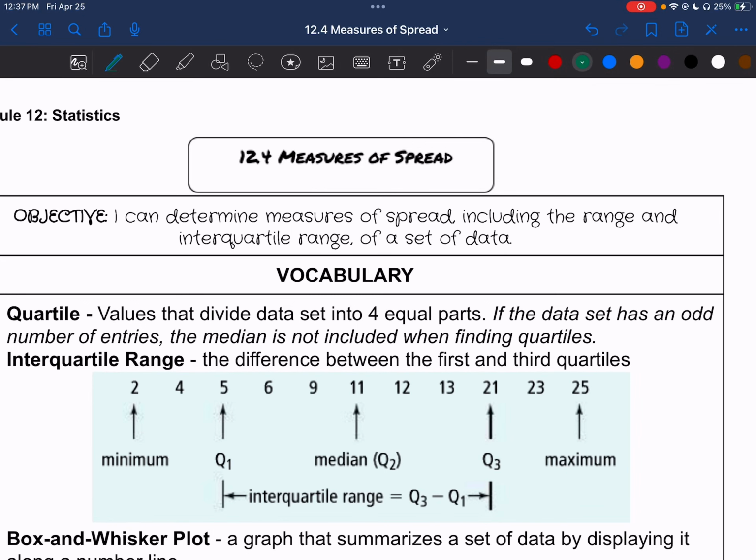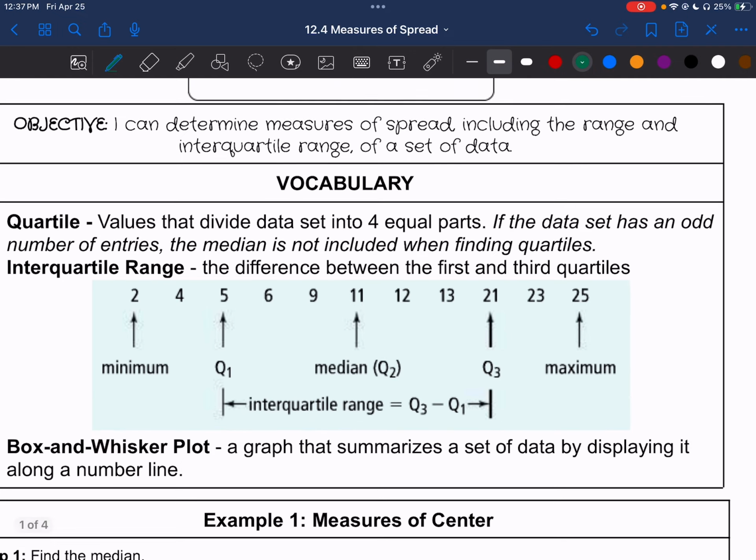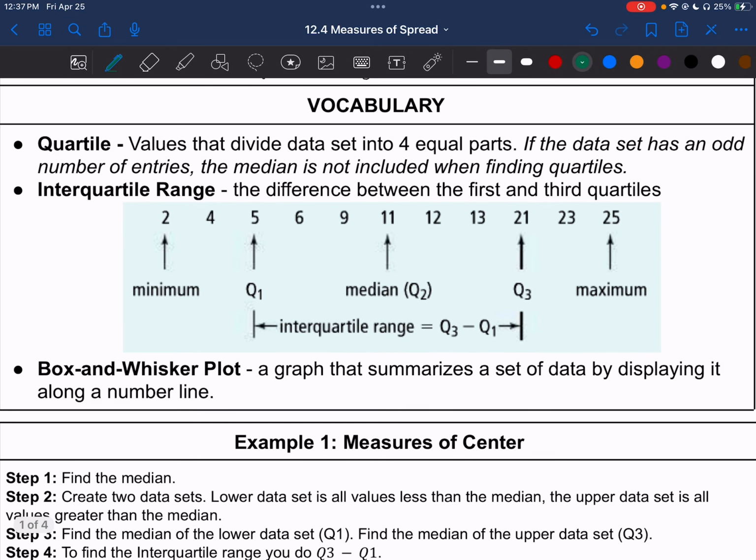Hello and welcome to lesson 12.4, Measures of Spread. Our objective for today is that I can determine measures of spread, including the range and the interquartile range of a set of data. So let's start by defining what a quartile is.